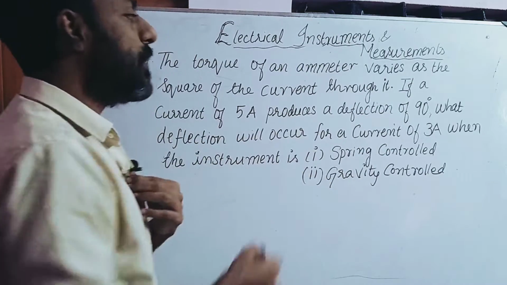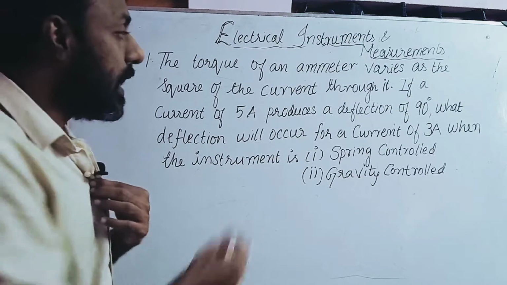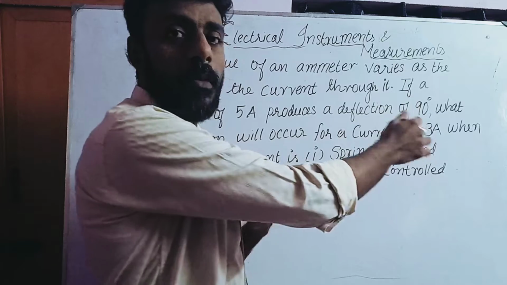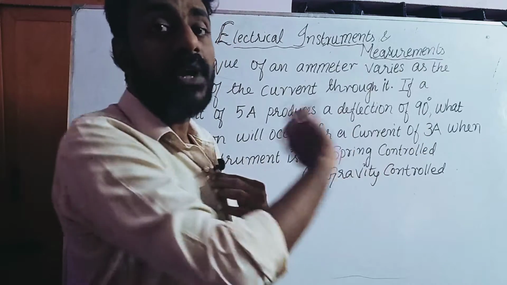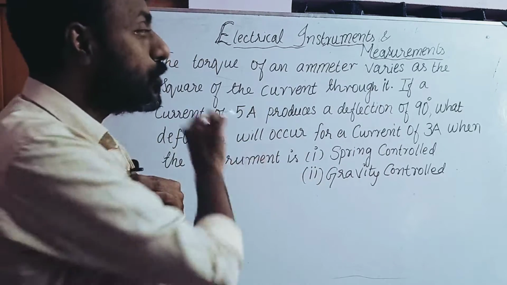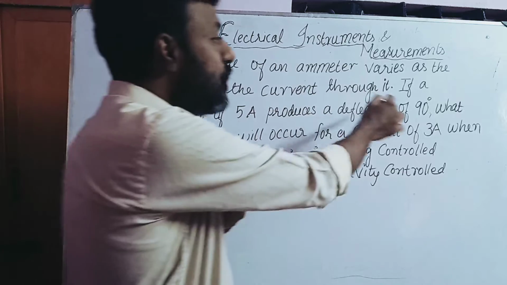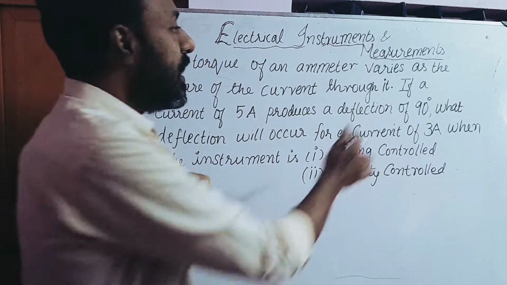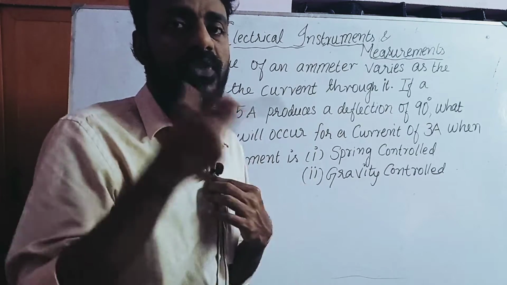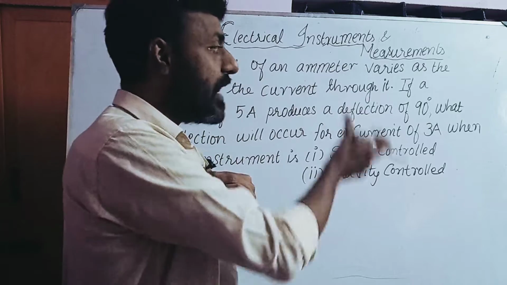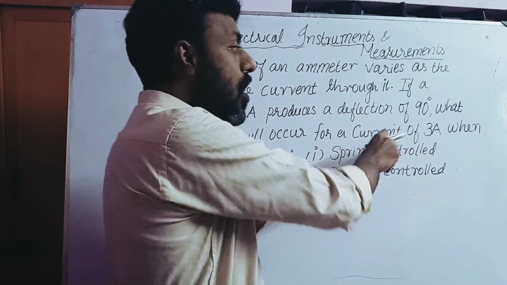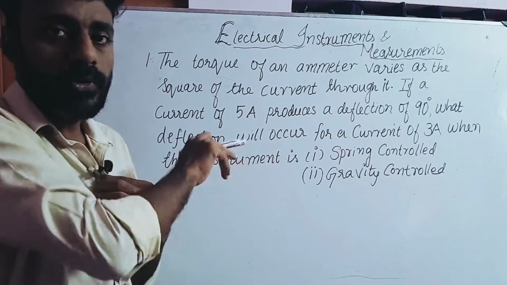If a current of 5 ampere produces a deflection of 90 degree, that means when 5 ampere current is passed through the ammeter, the needle deflects by 90 degree. Now they are asking for the magnitude, or angle, of the deflection. What is the angle of deflection when a current of 3 ampere flows through the instrument?